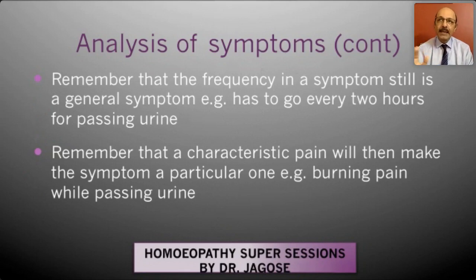So I hope I'm very clear out here. Your fundamentals should be very clear. So I repeat, all eliminations are general. When characterized by a specific type of pain, then it becomes a particular symptom. Frequency is not included there. Example, burning urination becomes a particular symptom, whereas frequency of urination doesn't characterize it as a particular symptom. It will still remain as a general symptom.